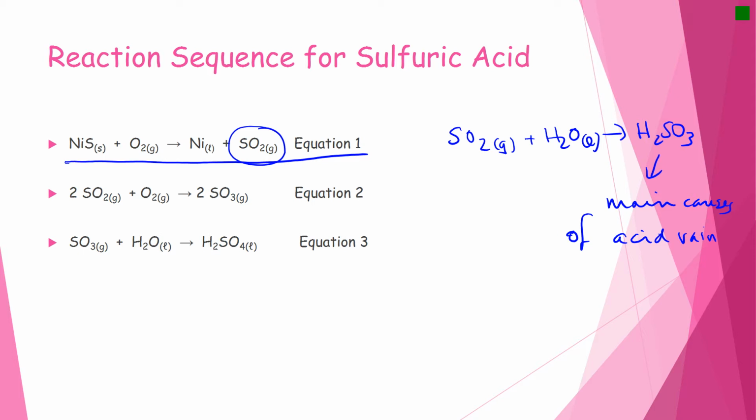Now, once they've recovered their sulfur dioxide gas, they react it with further oxygen to produce sulfur trioxide. The sulfur trioxide then is absorbed into concentrated sulfuric acid, which is then added to water to make sulfuric acid. Now this occurs in 3 reactions. So this is considered to be a reaction sequence for the production of sulfuric acid.